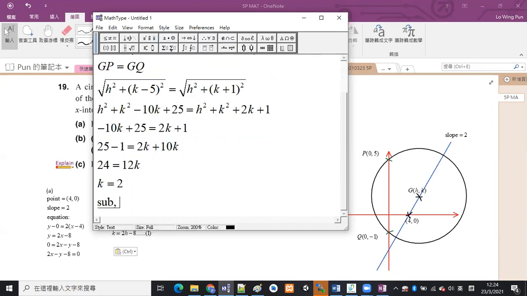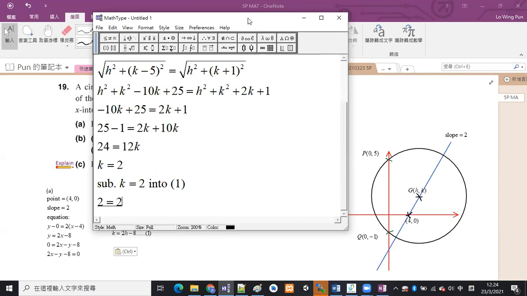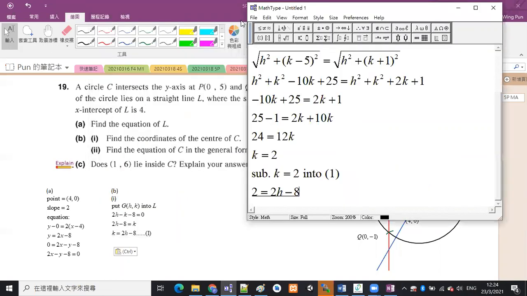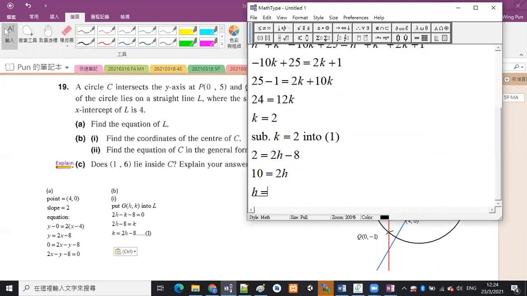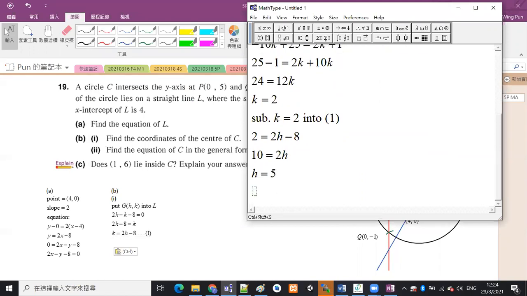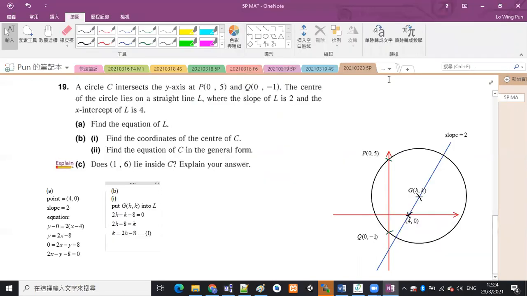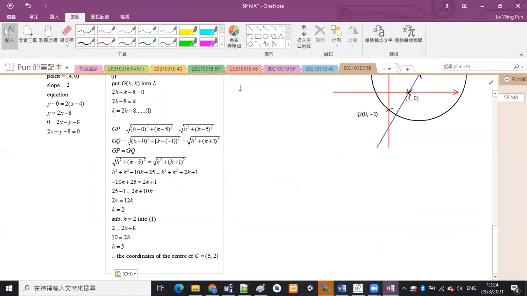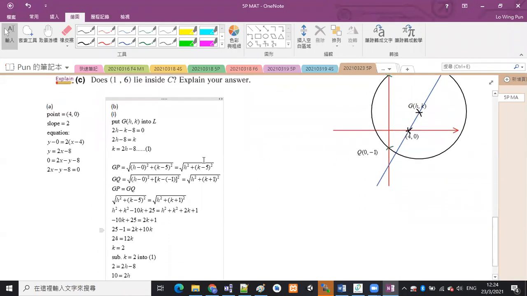And then we just substitute k equals 2 into equation 1. So 2 is equal to 2h minus 8. 10 is equal to 2h, and h is equal to 5. Which means that the coordinates of the center of C should be h and k, that is (5, 2). And that is the answer of B1.